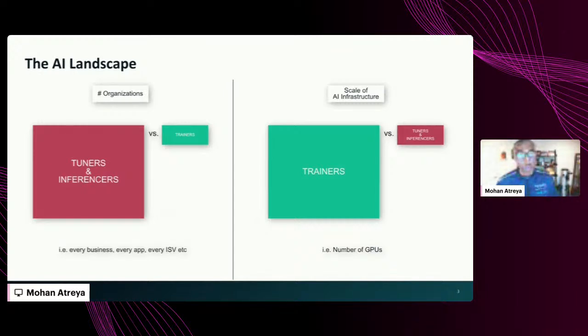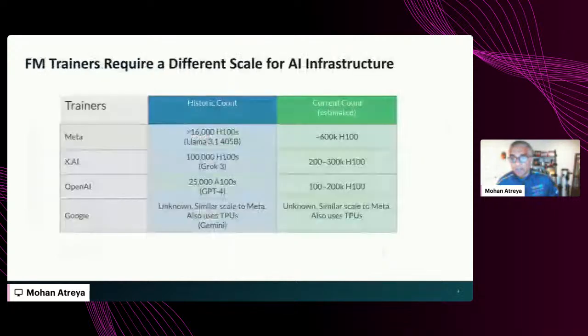Well, I'm GPU poor too, for example. I'm not a trainer. I struggle to find GPUs at the right time and the tooling at the right time to do my tuning and inferencing. This is the state of the market today. Now you may say, hey, Mohan, this all sounds good, but let's see some numbers.